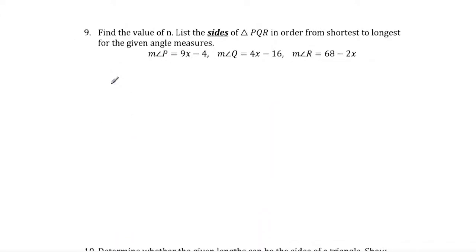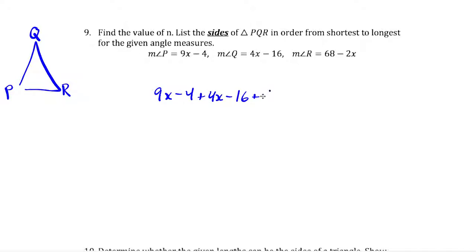Likewise, you'll have questions like this. So here, we want to list the sides of triangle PQR in order. So just drawing a quick little picture, it doesn't really matter what they look like. We're given that the angles are this. So first thing we need to do is figure out how big each angle is. So if we know that the sum of the angles adds up to 180 degrees, we can add up these values and set that equal to 180.